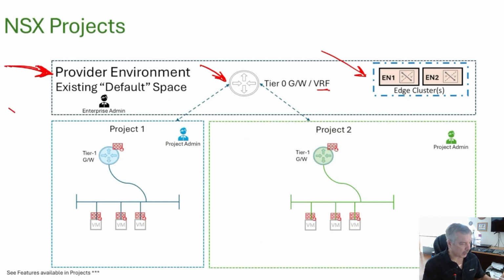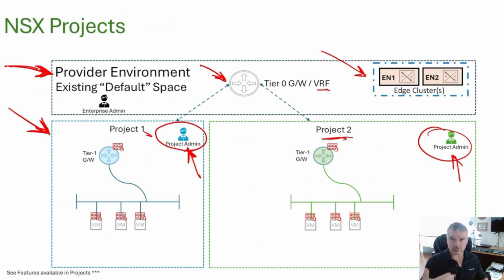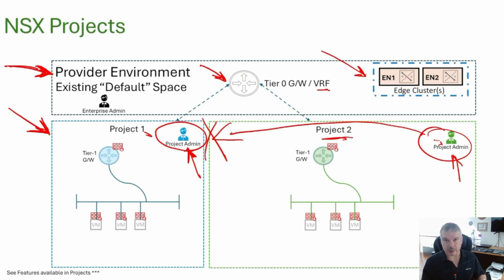I then create projects. Within my projects, I then can assign project administrators. Okay, so I've got my blue project over here, project 1 with the blue administrator. I've got project 2 with the green administrator. The project administrator can do anything they want within the project. This green administrator, project 2 administrator, cannot see anything inside project 1. They don't have access. Same thing with project 1. The administrator from there cannot manage project 2. That's kind of the whole point here. You, as the enterprise administrator, can see and manage everything within those projects.